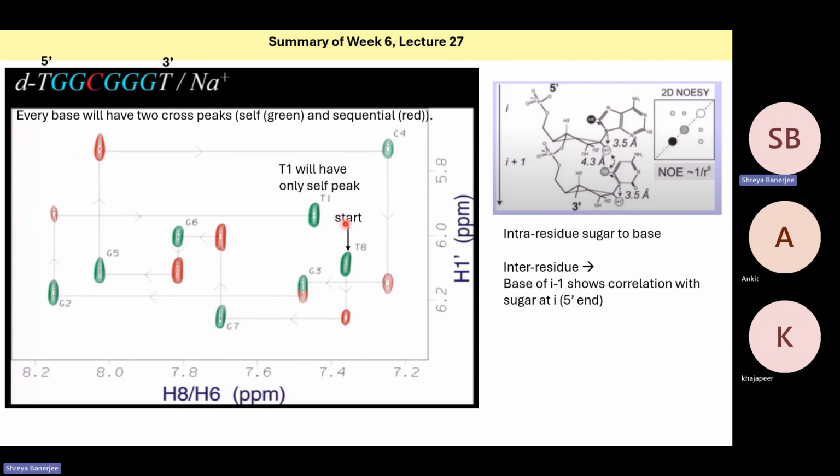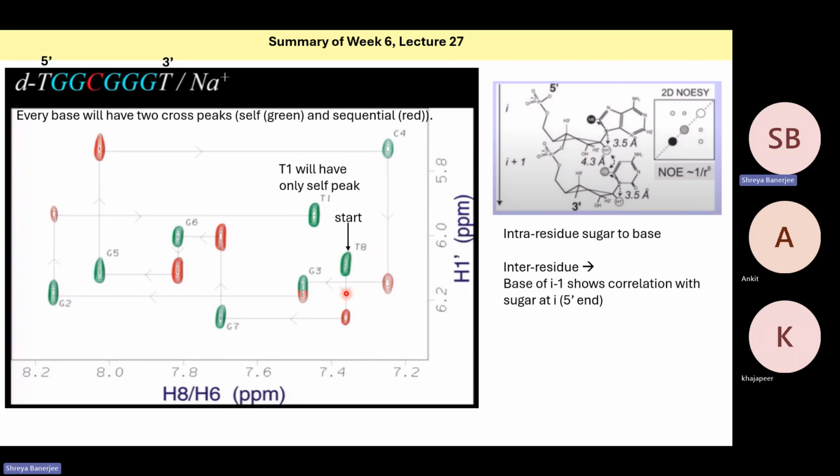So imagine we start from here, which is T8. We are starting from the 3' end. So if we start from here, we can see that for time T8, this is the self peak of T8, that is T8 interacting with itself. As we move down, we will interact sequentially. What is shown in green and red here basically means they are antiphase.